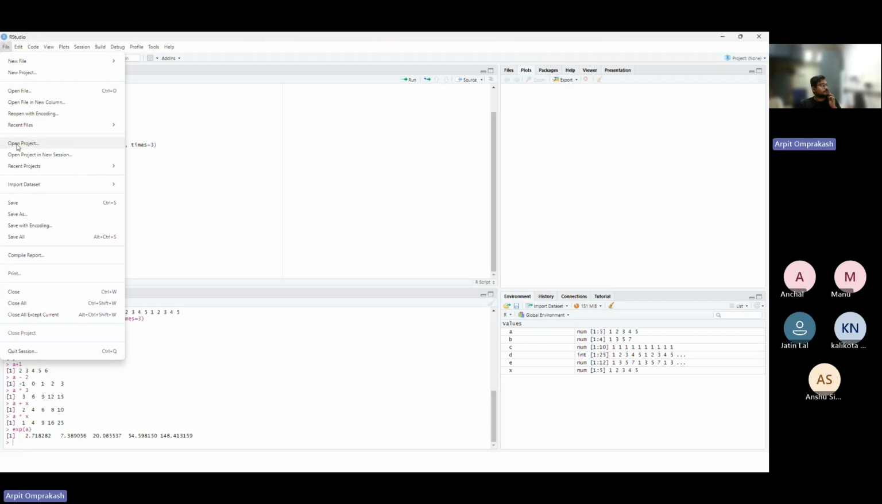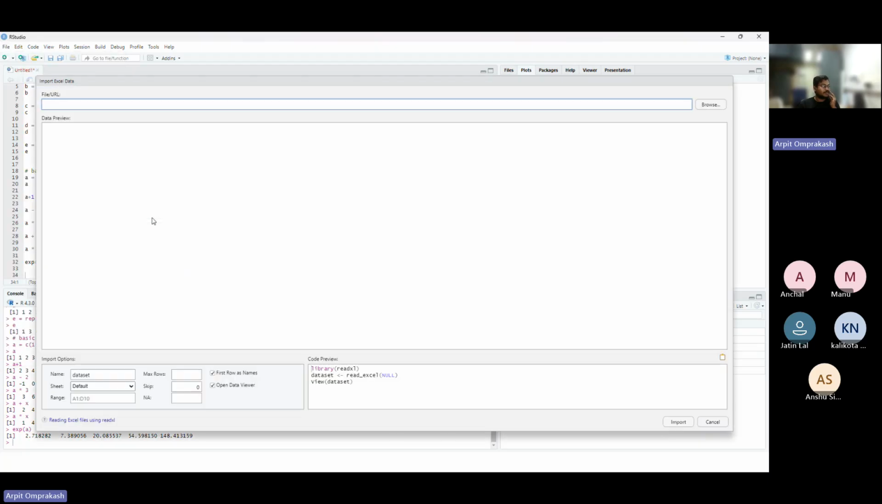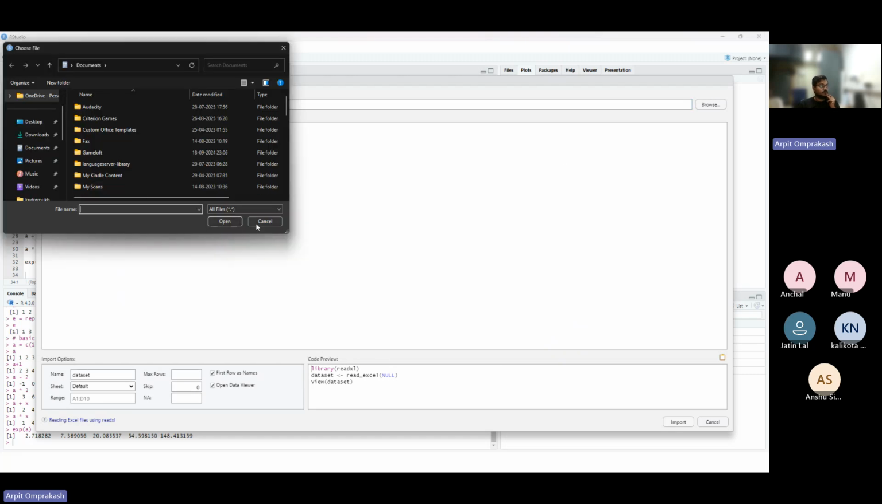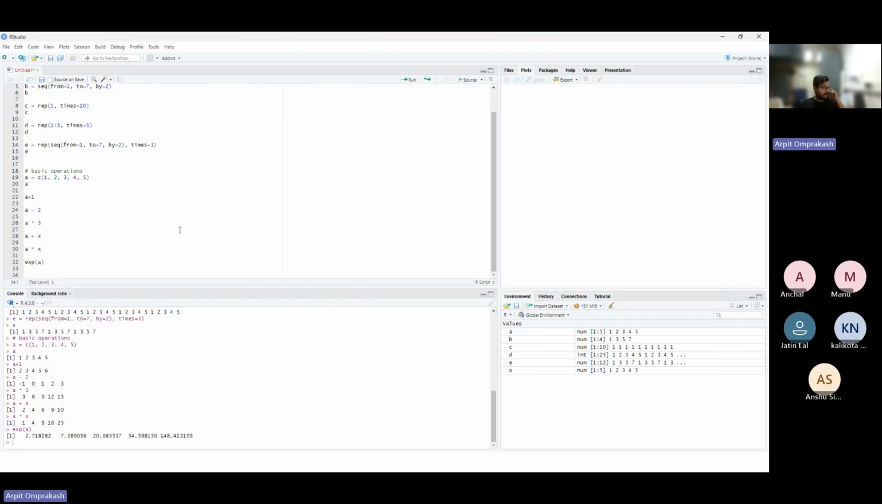basically here you can go and press import dataset from Excel, and you can browse where to go and open any file. You don't have any files now to open. The other thing that you can do is write this code.